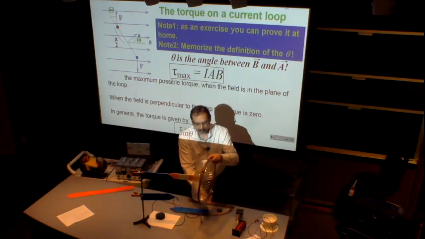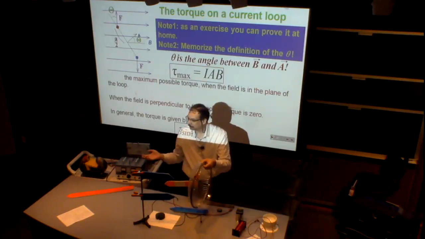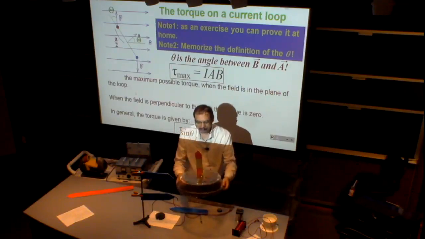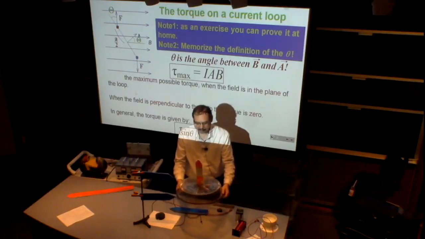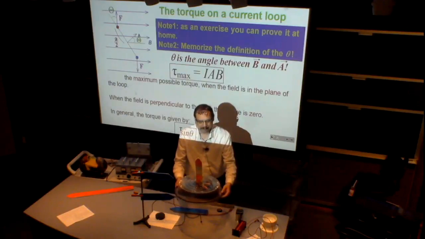What does it mean, no torque? It means that if I suspend it on a wire, nothing's going to happen. It will remain in equilibrium. What does it mean, maximum torque? It means if I suspend and I let it go, the torque will begin to spin it. So rotational motion begins.